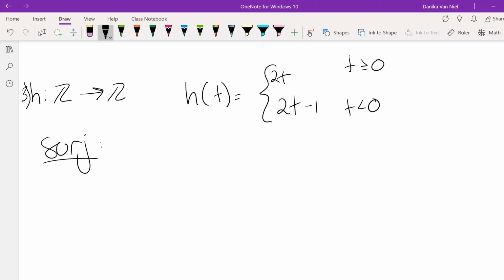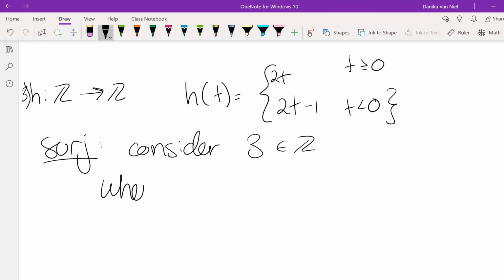So if you notice, it's taking all positive things to evens, and it's taking all negative things to odds. That's just by the definition, because the t's are all going to be integers. So we could consider 3. Maybe I would say something like when h of t is bigger than 0, then t is bigger than 0.